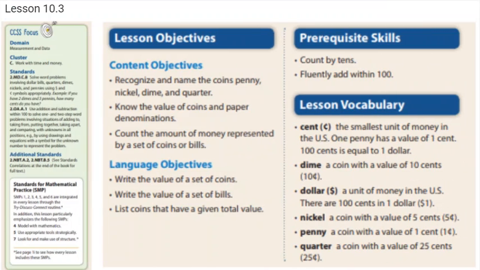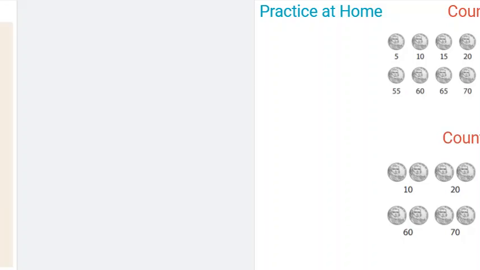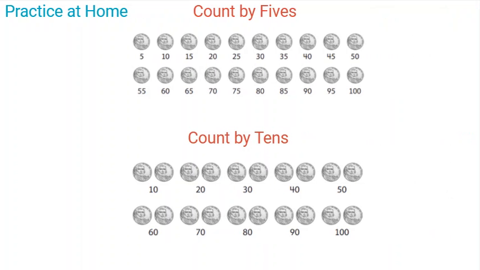Our objectives for this lesson are to recognize and name the coins penny, nickel, dime, and quarter, know the value of coins and paper denominations, and count the amount of money represented by a set of coins or bills. What I want you to do is make sure you practice at home. Let's take a look at this.